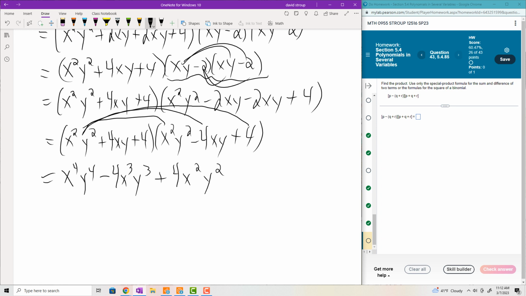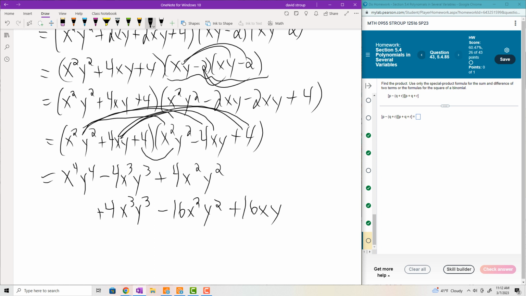Okay. And then the next three, I'm going to go 4xy times x squared y squared. That's going to give me plus 4x cubed y cubed. And then 4xy times negative 4xy is negative 16x squared y squared. And then 4xy times 4 is plus 16xy.